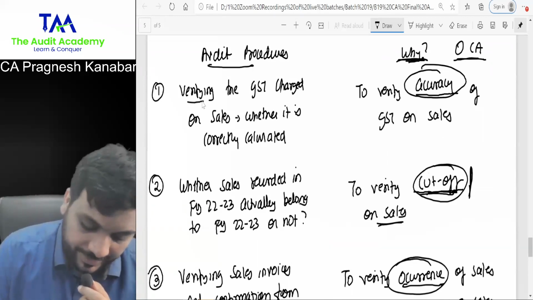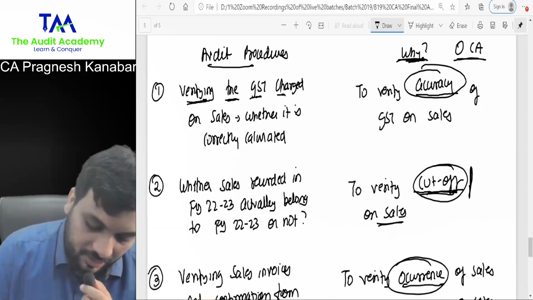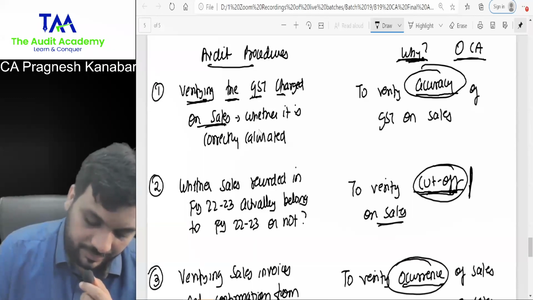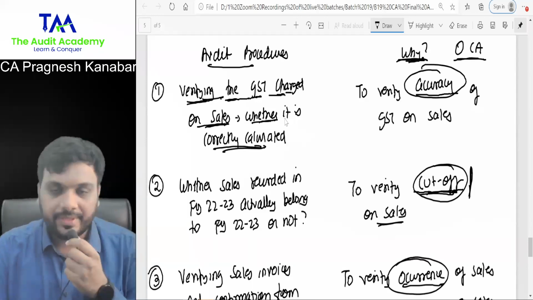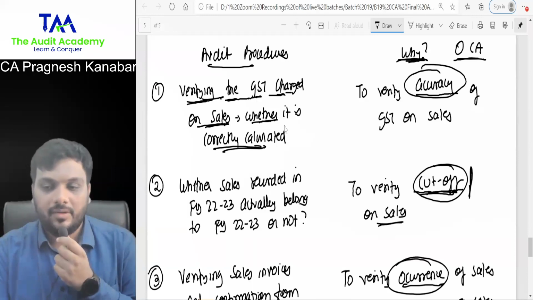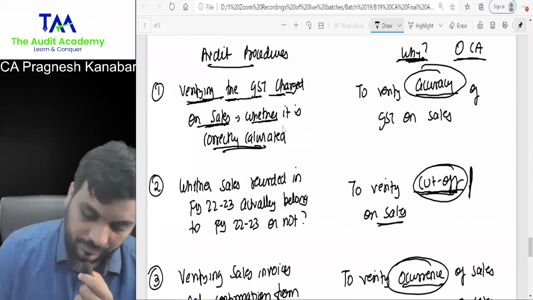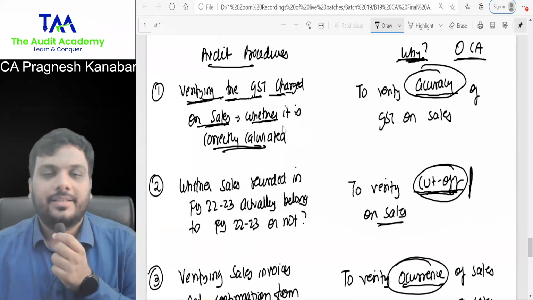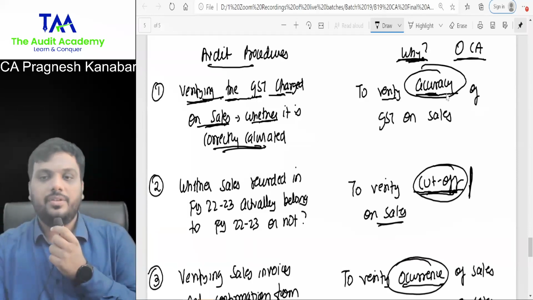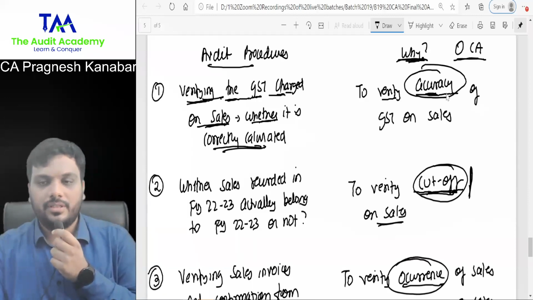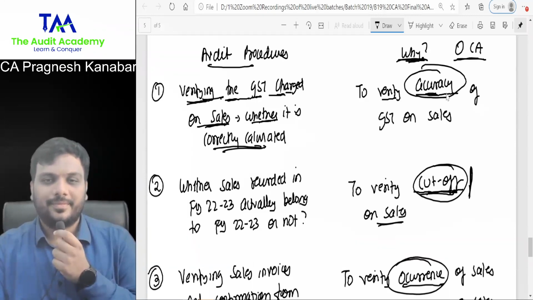First, verifying the GST charged on sales, whether it is correctly calculated. This is to verify accuracy of GST on sales. Okay.